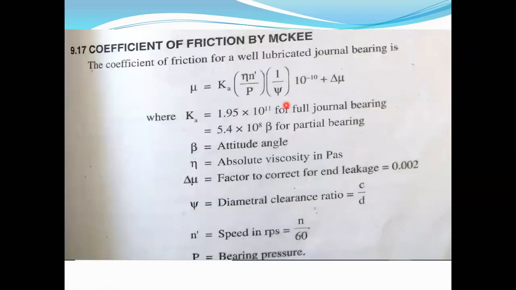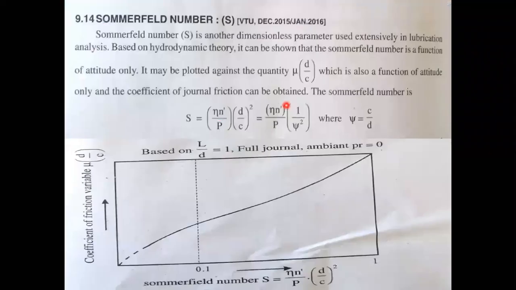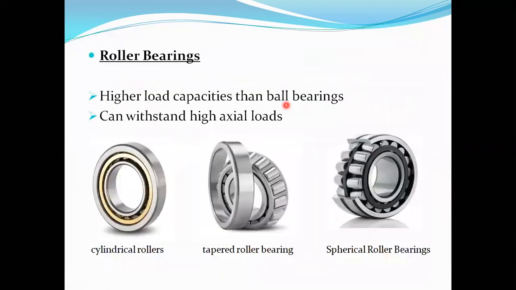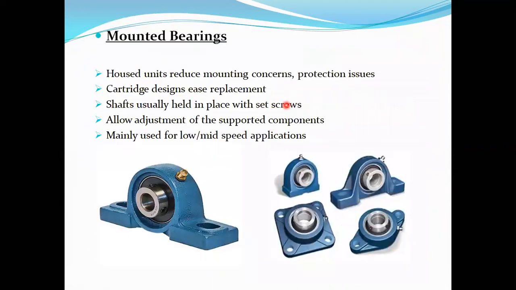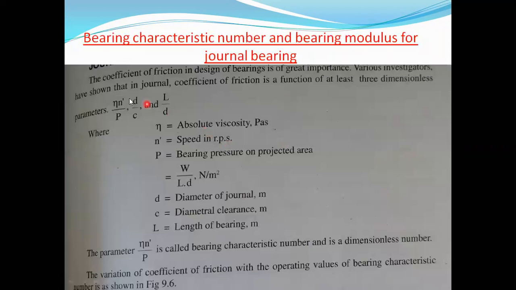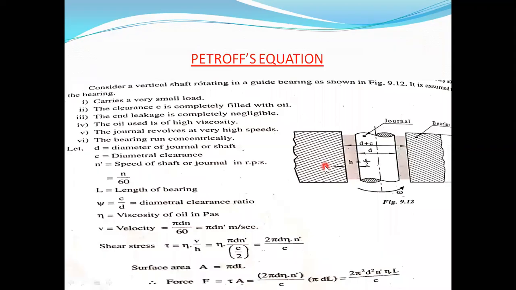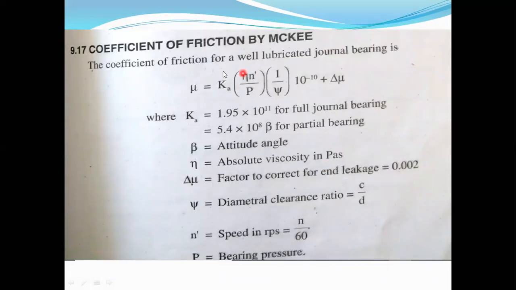So this completes the theory related to lubrication and bearings. In today's session, we have discussed what a bearing is, what the different types of bearing are, what the bearing characteristic number eta n dash by P is, what the Sommerfeld number is, Petroff's derivation, and McKee's formula.